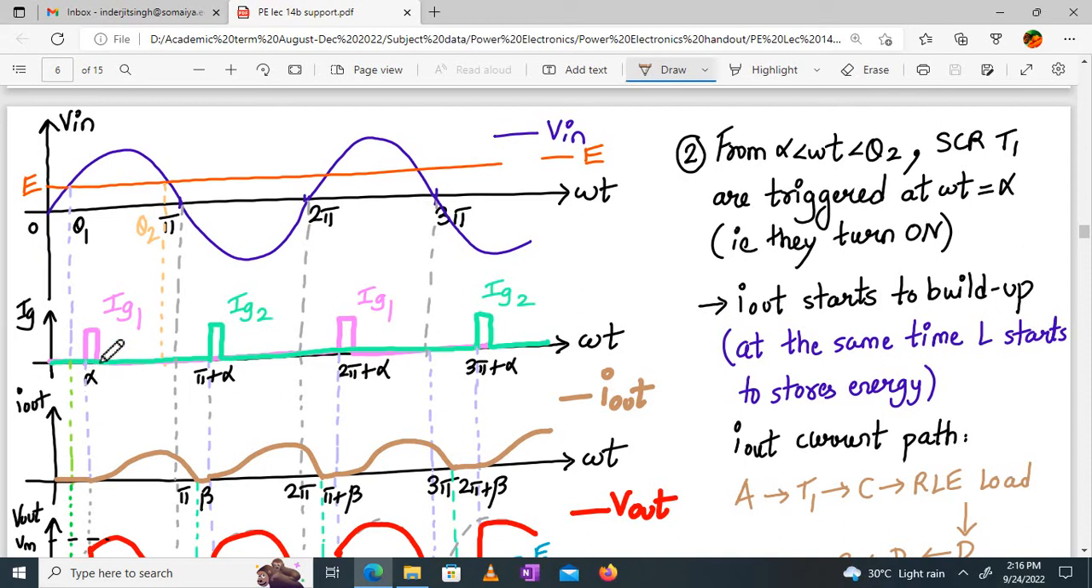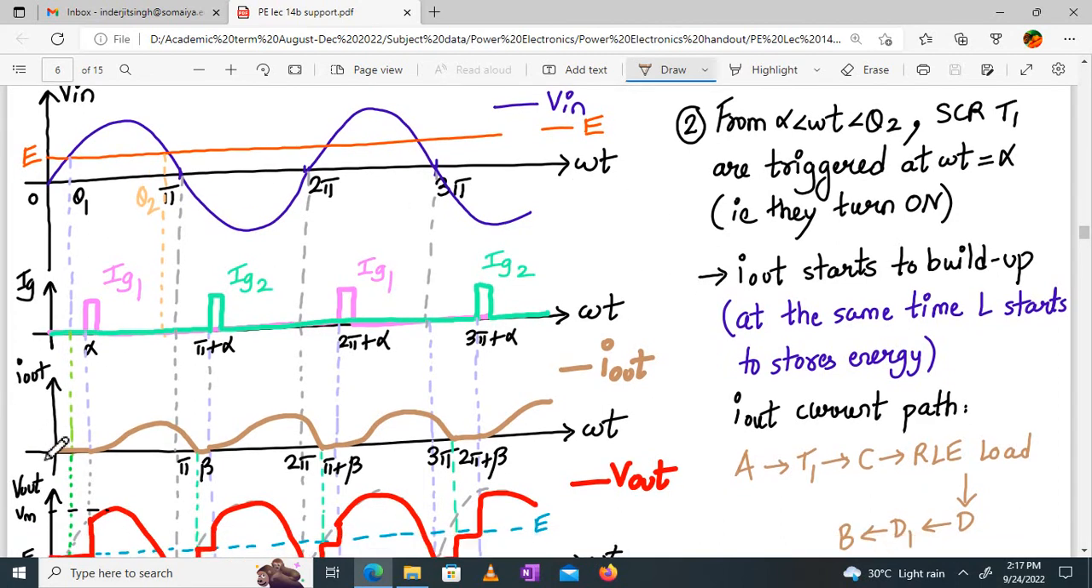At alpha, I apply the gate trigger for SCR T1, and at 2 pi plus alpha also for T1, that is IG1. And similarly at pi plus alpha and 3 pi plus alpha I apply it for SCR T2. So once we get the gate trigger and when the SCR is forward biased, only then it will conduct, right? So from omega t equal to 0 till theta 1.